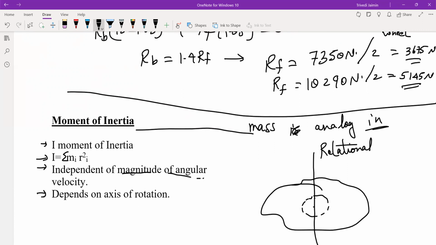This is a point, like I'm taking point P. Let's take R as the positional vector. So this mass, which is at P, depends upon the axis of rotation, how it is rotated, at what angle, at what speed, whatever it is. So it depends only on the axis of rotation. It is independent of angular velocity, that is omega.